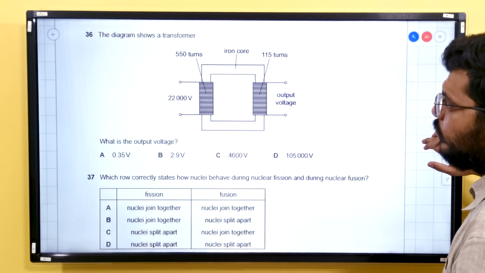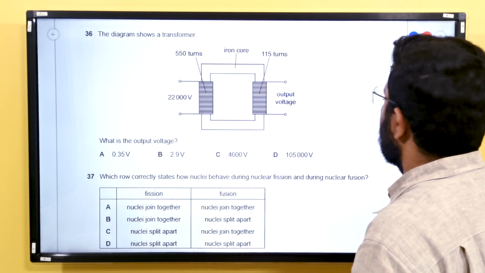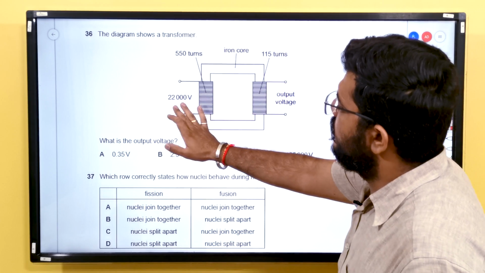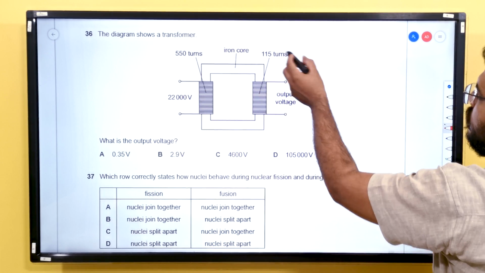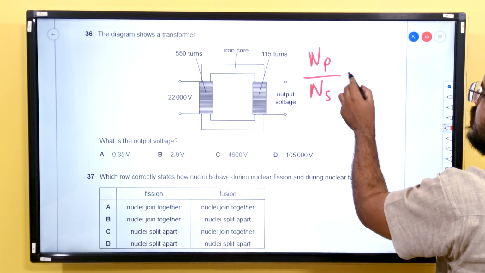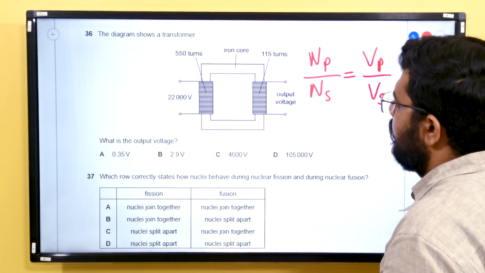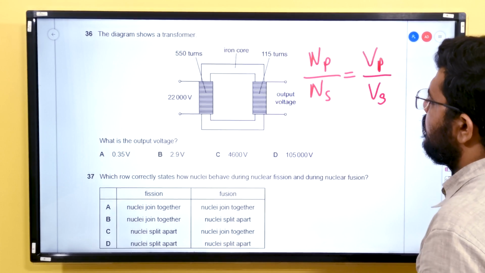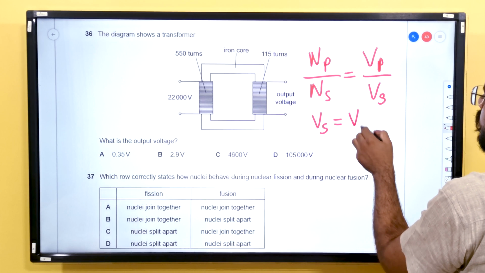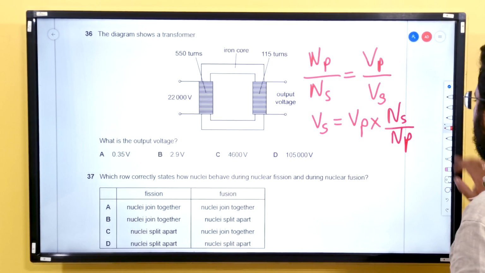Okay. Question 36. The diagram shows a transformer, right? What is the output voltage? So 550 turns, 115 turns, 22,000 volts and the output voltage. The formula we are going to use here is number of turns in primary coil upon number of turns in secondary coil is equal to the voltage at primary coil upon voltage at secondary coil. Correct? We want to find what is happening at the secondary coil, what is the output voltage. So changing this, I have Vs is equal to Vp multiplied by number of turns in secondary coil upon number of turns in primary coil.